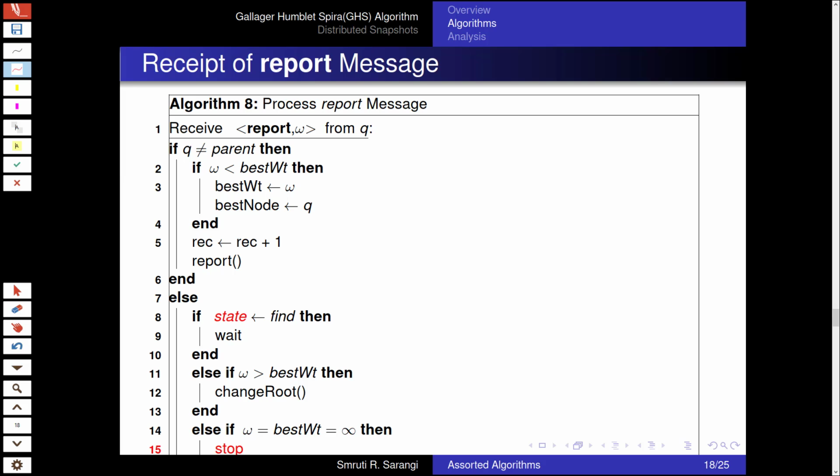So then how do I process the report message? So when I get a report message from Q, so again I am P, I am always P, and I get a report message from Q, in this case Q is my child.